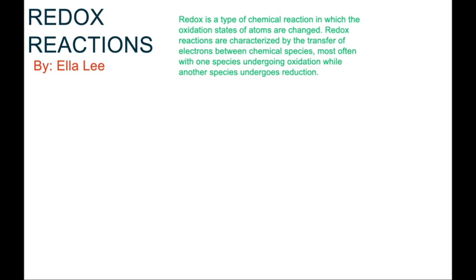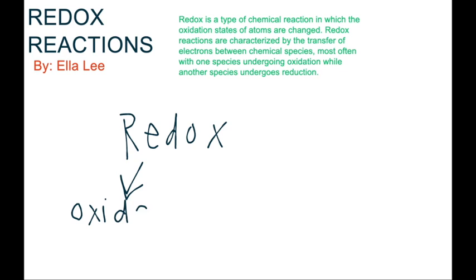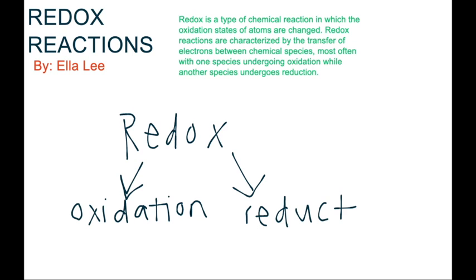A redox reaction is a type of chemical reaction in which the oxidation states of atoms are changed. Redox reactions are characterized by the transfer of electrons between chemical species, most often with one species undergoing oxidation while the other species undergoes reduction. Now let's break this down. There are two different parts to a redox reaction: oxidation and reduction.